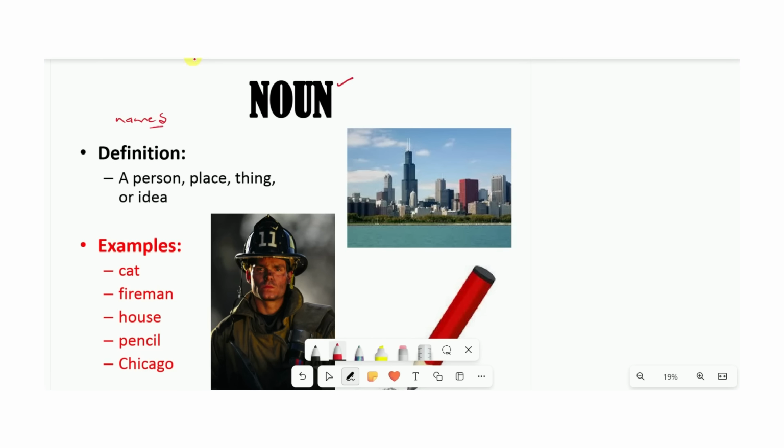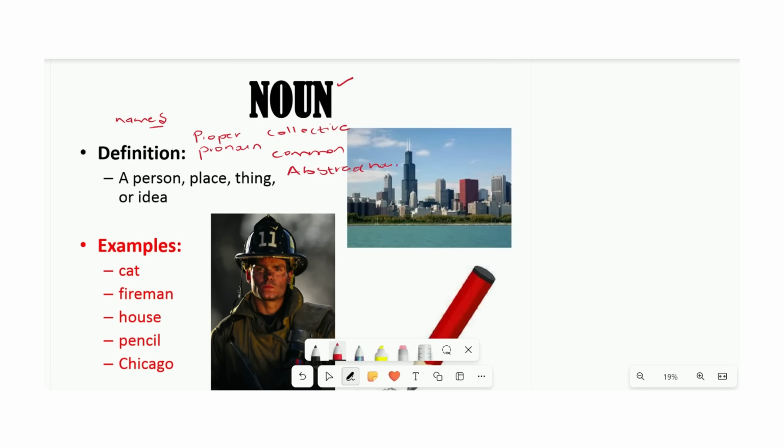However, we do have types of nouns, whereby you can have what you call a proper noun. You can also have what you call a pronoun. We can have a collective noun. We can also have a common noun. And lastly, you can also have what you call an abstract noun.